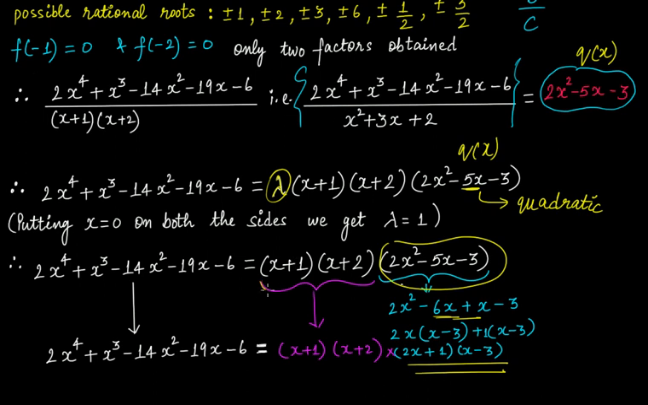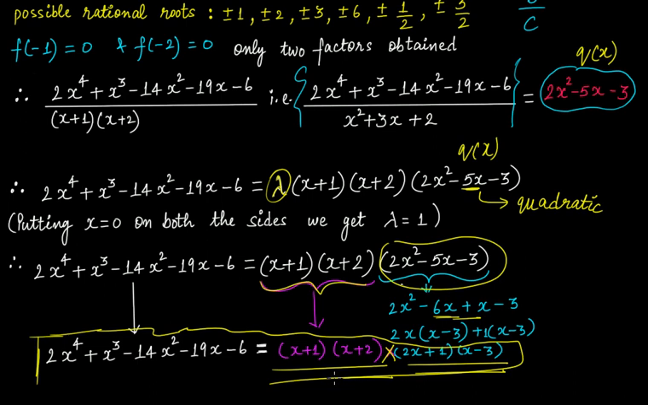Finally you write these factors, (x plus 1) multiplied by (x plus 2), multiplied by the simplified quadratic polynomial. So this is the factorization of this polynomial. These two factors, x plus 1 and x plus 2, we obtained from the factor theorem, and the other two factors, 2x plus 1 multiplied by x minus 3, we obtained by splitting the middle term of this quadratic polynomial.